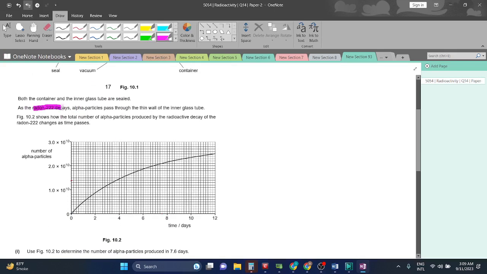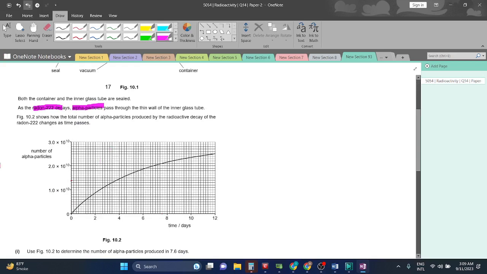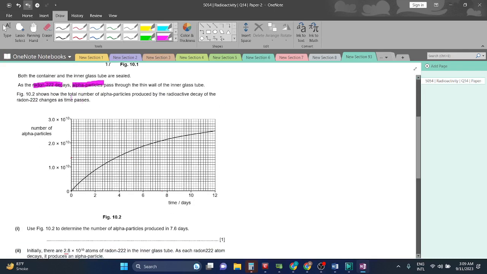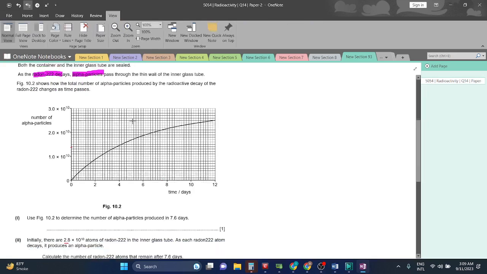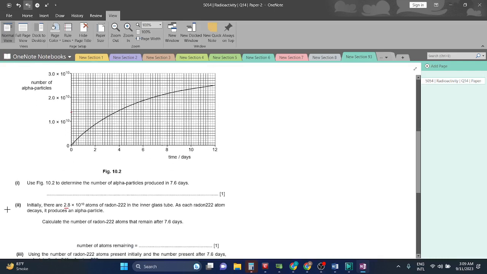As the radon 222 decays, alpha particles pass through the thin wall of the inner glass tube. Alpha particles pass from the inner glass tube because it is very thin. Figure 10.2 shows how the total number of alpha particles produced by the radioactive decay of the radon 222 changes as time passes. So using figure 10.2 determine the number of alpha particles produced in 7.2 days.